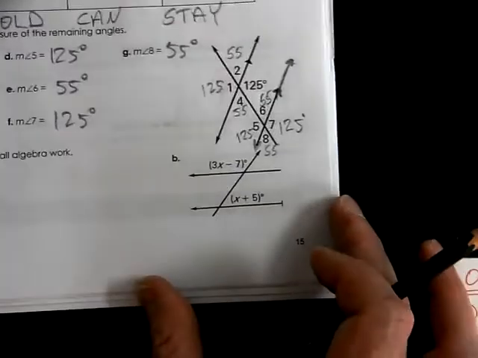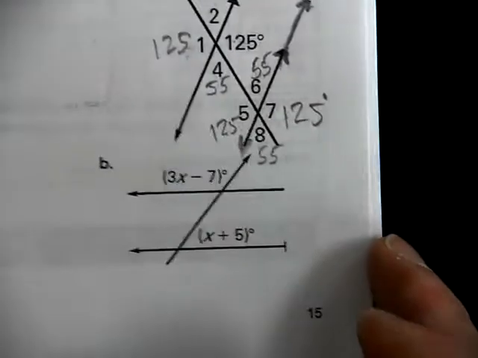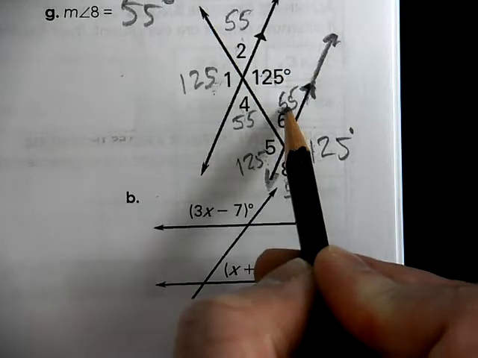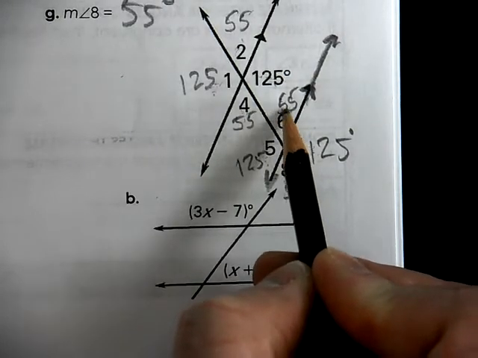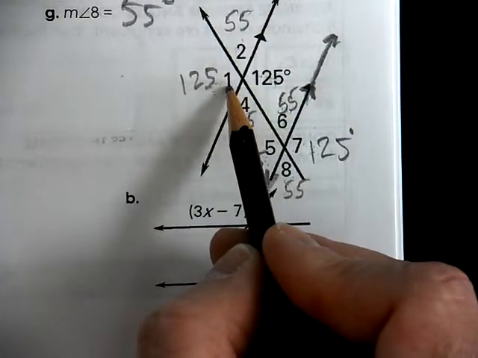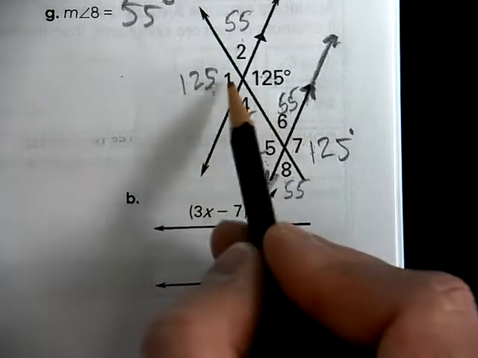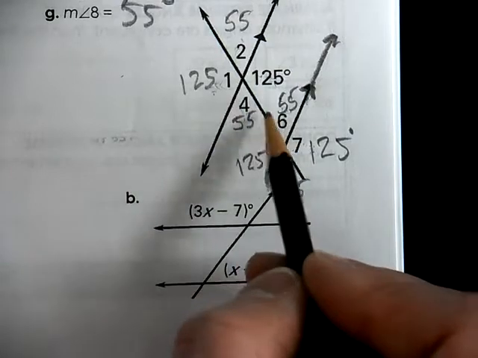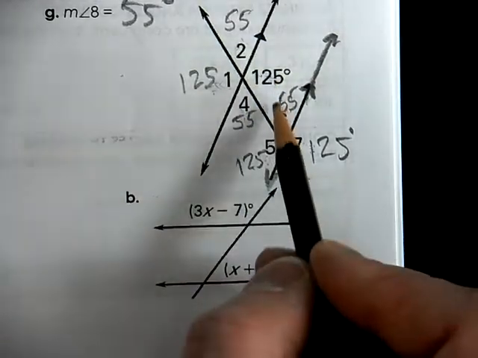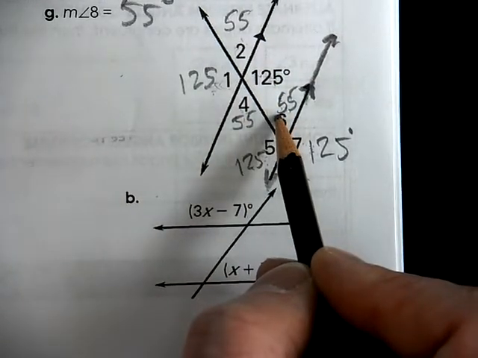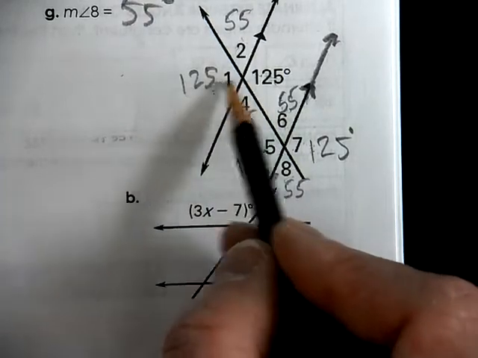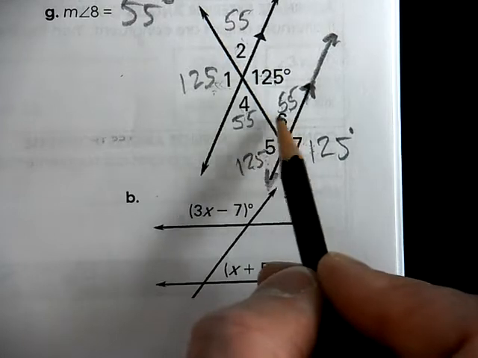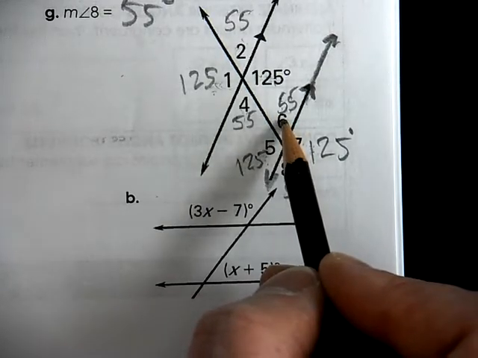Look at the relationship we have with angle 6 and angle 1. Angle 6 and angle 1. They don't have a special name. They're not corresponding. That would be 2 and 6. They're definitely not vertical. That would be 1 and 125. They're not alternate interior. That would be 6 and 4.